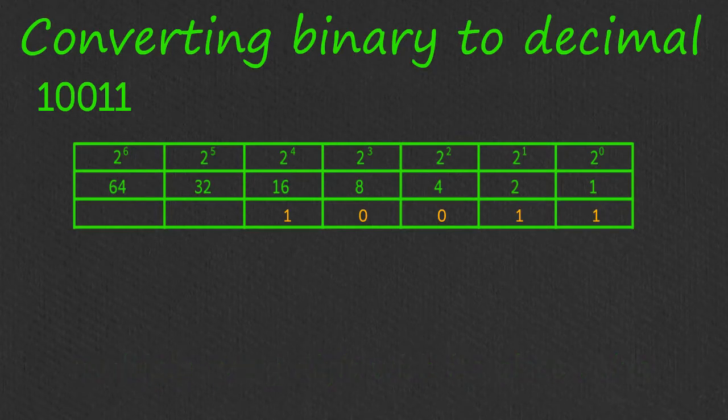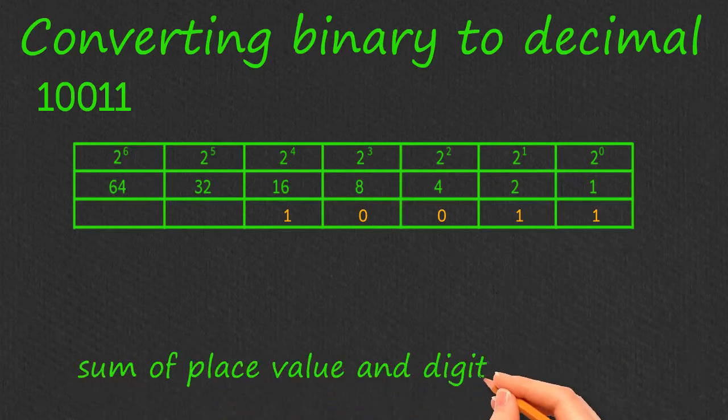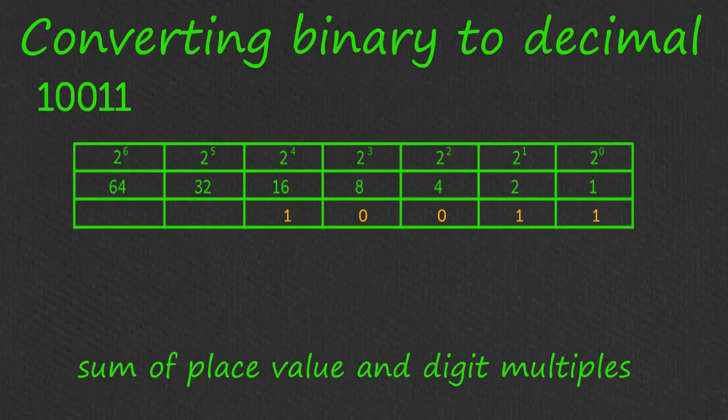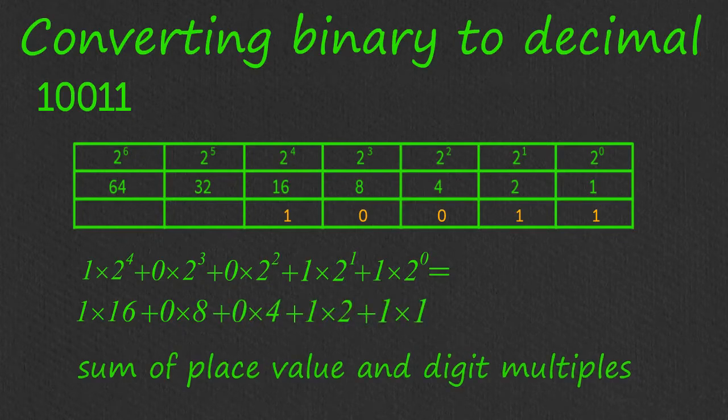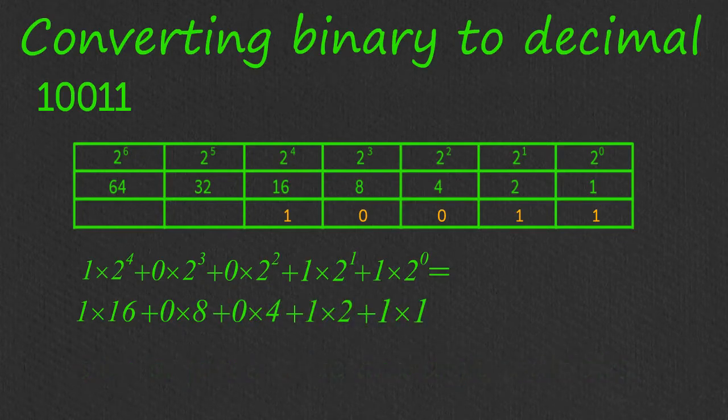The overall value of the binary number in decimal terms will be the sum of these place value and digit multiples. We can write this as follows: 1 times 2 to the 4 plus 0 times 2 to the 3 plus 0 times 2 to the 2 plus 1 times 2 to the 1 plus 1 times 2 to the 0, which is the same as 1 times 16 plus 0 times 8 plus 0 times 4 plus 1 times 2 plus 1 times 1 if we use the non-exponent version of the place values.